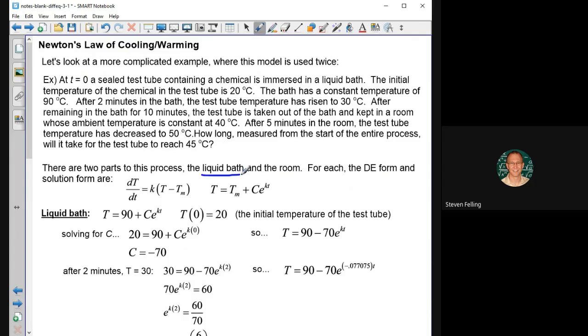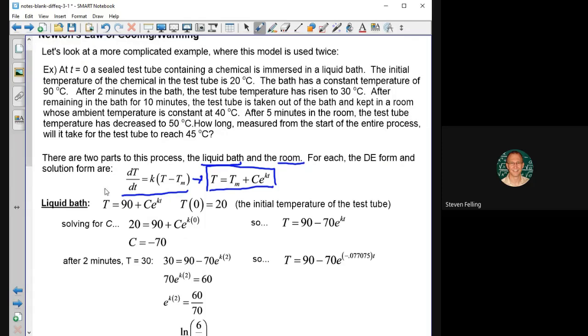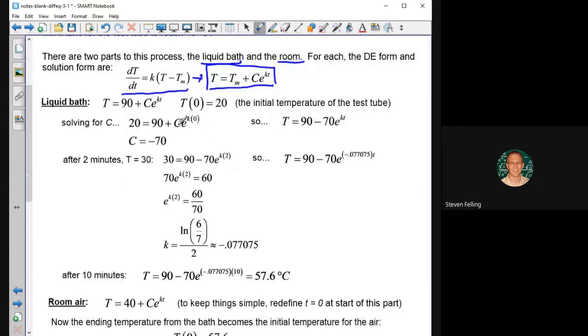Okay, in this problem, there's actually two parts. There's the time that it's in the liquid bath and the time that it's in the room air, right? So for each, the differential equation is of this form, which means it's going to have this solution form. So we're going to use this solution separately on the liquid time and the air time. So let's do the liquid first because that came first, right? We know that this Tm is the medium temperature.